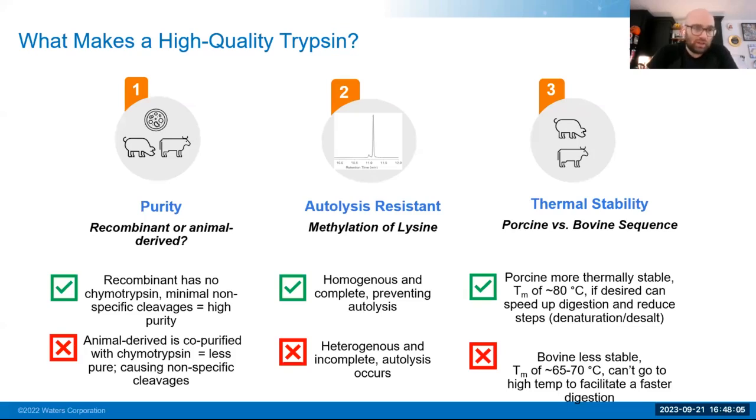It's critical to understand the purity of our recombinant trypsin. Recombinant trypsin has no chymotrypsin or other non-specific cleavage events, so it has very high purity, as opposed to animal derived trypsin, which can actually have chymotryptic activity. That causes a variety of different digestion events to occur that we may not have wanted in the first place, which complicates our chromatographic space, making the analysis a lot more difficult.